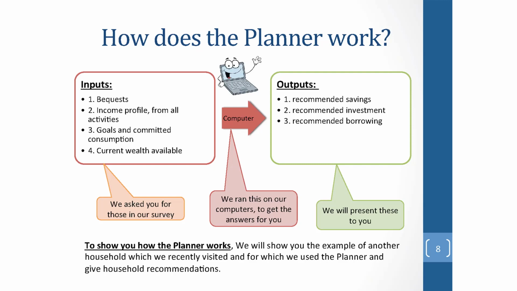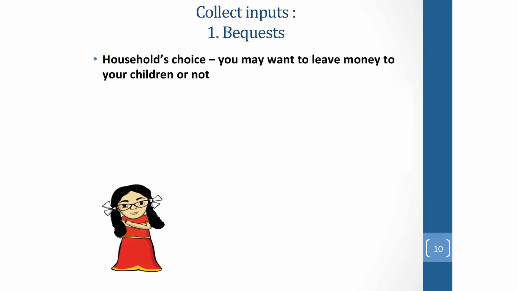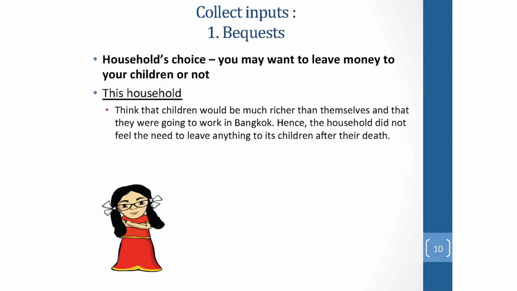We say, let us demonstrate for you how this works. We'll show you the results of another villager. We ask that household whether or not they want to leave money to their kids. And this household said, no, my kids are going to be much richer than I am. They're going to work in Bangkok. I don't think I need to leave anything to my children after my death. So this household said 0 baht.